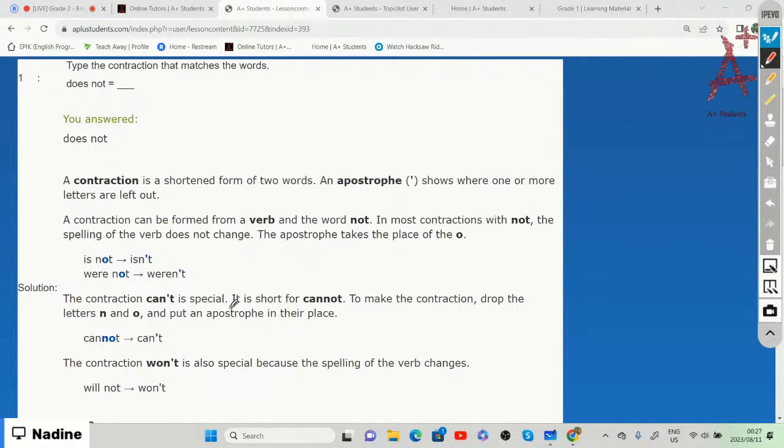And then we have the contraction won't. Won't is so special because the spelling of the verb changes. So will not, we don't say willn't, because willn't does not make sense. With the contraction won't, it is special because the spelling of the verb changes. For example, will not would be willn't, but it is won't.